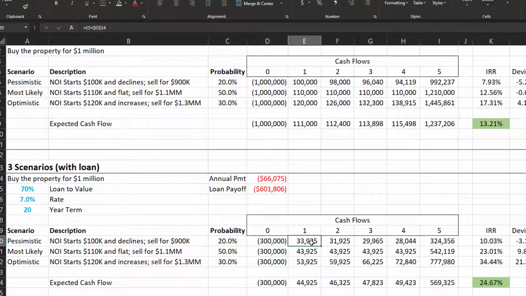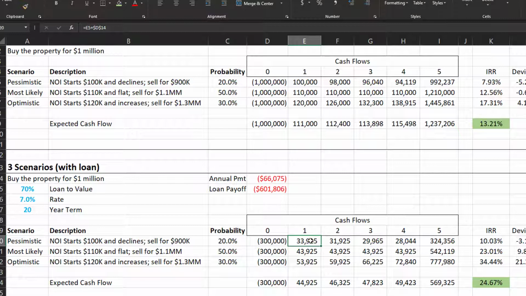Let's look at year 1, and we'll take, for instance, the pessimistic scenario. That's going to be linking up above to the pessimistic scenario unlevered. That's $100,000 in year 1. And then we're going to subtract out the annual payment that's going to be constant across all of our scenarios now with the leverage. So this bottom half of the spreadsheet, every year we're going to be paying that $66,000. So that's what's happening with year 1 in the pessimistic scenario. My $100,000 is reduced by the $66,075, and so I net up with $33,925. That's what I end up with in the pessimistic scenario, year 1, after we've added on leverage.